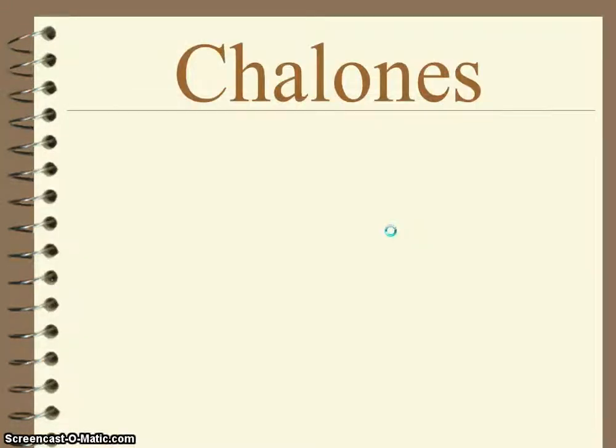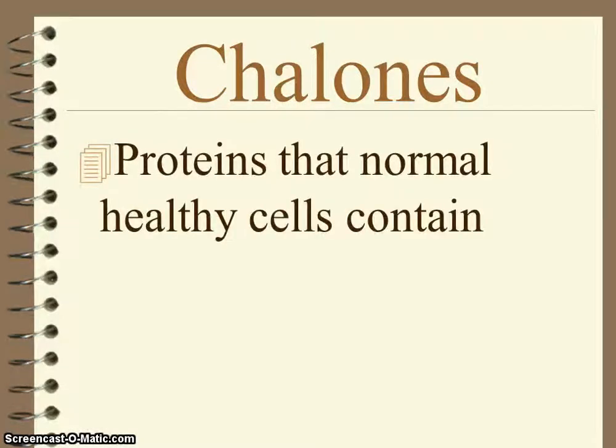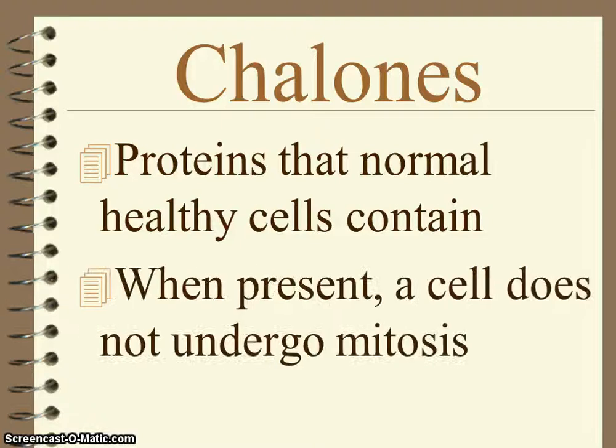Now, how do cells know if it's time to reproduce? Well, normal healthy cells contain a protein called the chalone. If they have them, they don't go through mitosis. If the chalone or that protein is missing, well, the cell knows that it does need to go through mitosis. And why would your body need to go through mitosis? Well, it would need to prepare for growth. It would need to maintain. Maybe you've gotten cut, your skin needs to heal, and so forth.